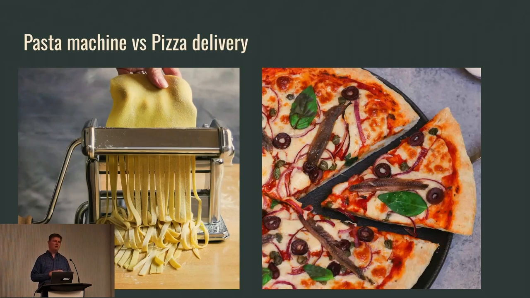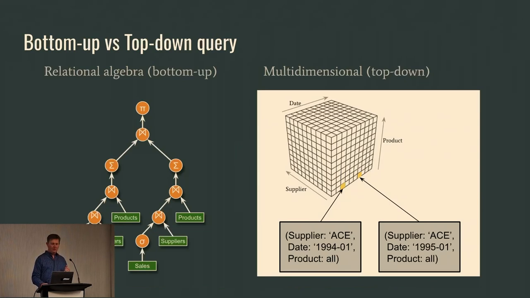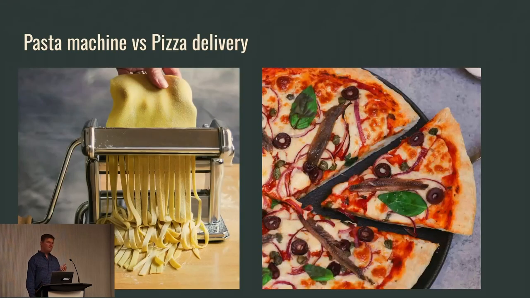So the analogy I want to give of why the dimensional model is different than a relational model is to use this metaphor of making your dinner using a pasta machine or by ordering a pizza. I call it top-down versus bottom-up evaluation. When you're making a pasta recipe, let's suppose you want to make some green spaghetti. You take your pasta, you mix in some spinach paste so it's green, right? You put it through the pasta machine and you've got your spaghetti, right?